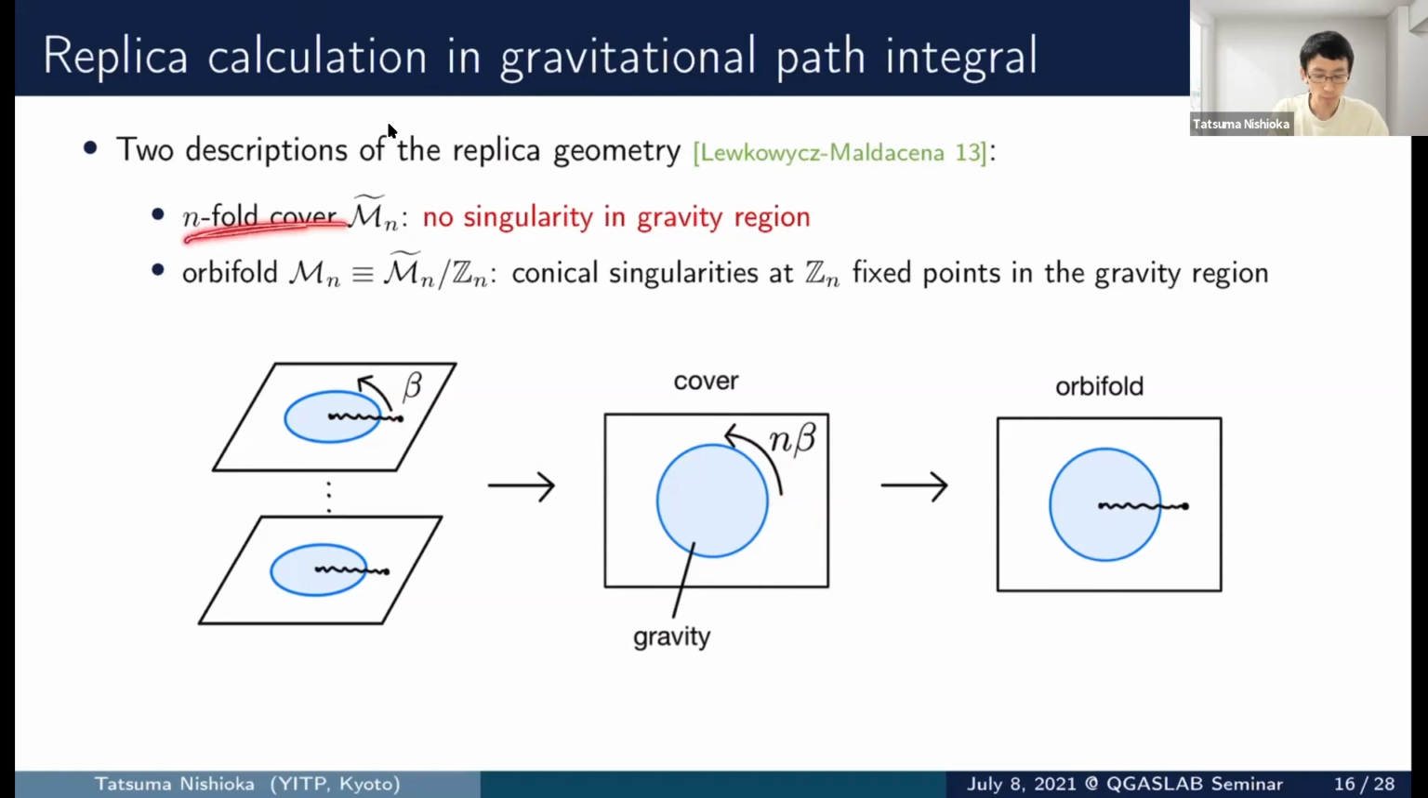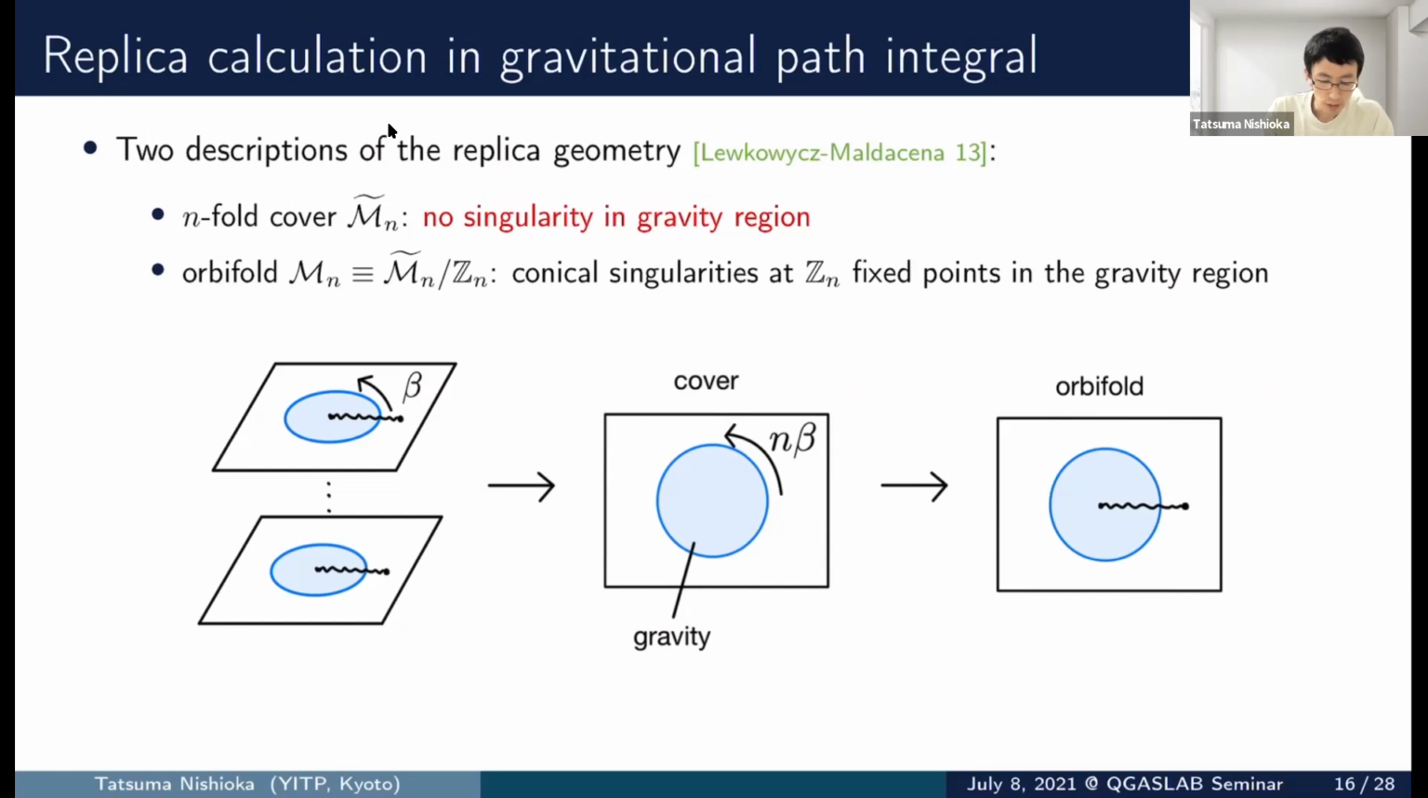This is the cover picture, but you can go to the orbifold picture by taking a quotient by Z_n. Because we glue these n copies cyclically, they have Z_n symmetry, so you can take a quotient. Then after taking the orbifold, the Z_n quotient, a conical singularity appears even in the gravity region. On the cover there is no singularity, but after the quotient a singularity appears here. So there are two pictures, and they are equivalent.